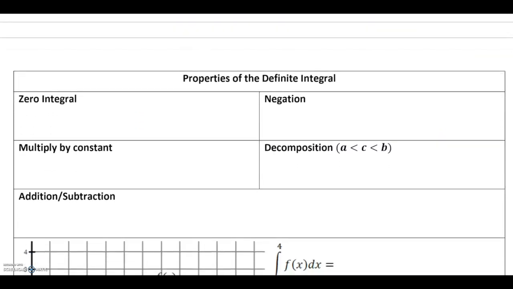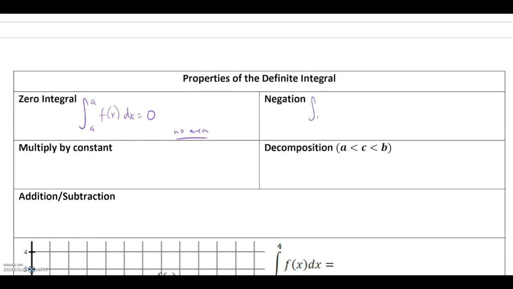Finally, we will end on properties of the definite integral, things that we are allowed to do with that notation. The first is the zero integral, which states that the integral from a to a, starting from one boundary and ending at the same boundary, for any function with respect to x, will equal 0. If you haven't moved along any interval, there is no area to calculate.